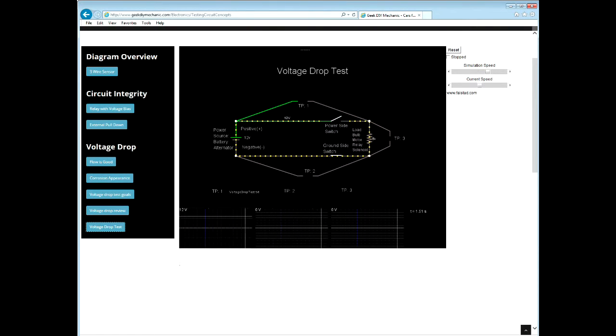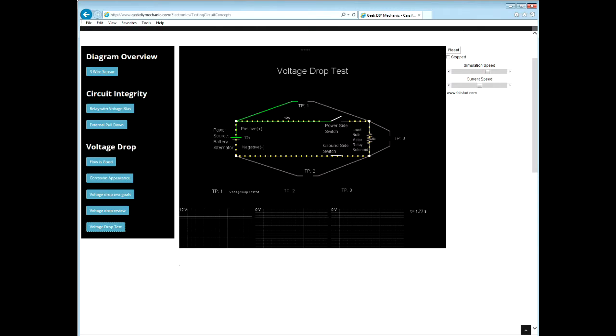What do we notice? Test points 2 and 3 go to 0 because it's after the open. In regards to the voltage drop test, test point 2 looks okay. We expect no voltage drop on this side and we get 0. Looking good.